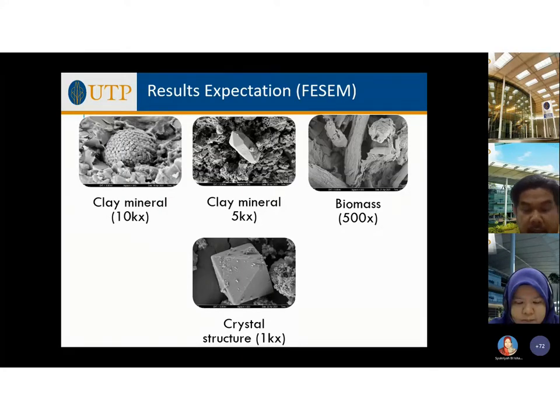As I know, this image is well known by geologists as a clay mineral, they call it pyrite. This is what I know. And then the next, also a clay mineral, we can see at 5,000x. It's a crystal structure at 1,000x, and also this image from a biomass sample at 500x.